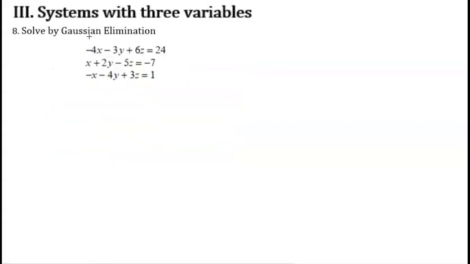Part 3. Systems with 3 variables. Solved by Gaussian elimination. So the first thing we want to do is make sure they're all in standard form: X term first, then Y term, Z term, equals, and then the constant term. They're all in standard form already, so we're done with that. The next thing we want to do is name each equation: E1, E2, E3.